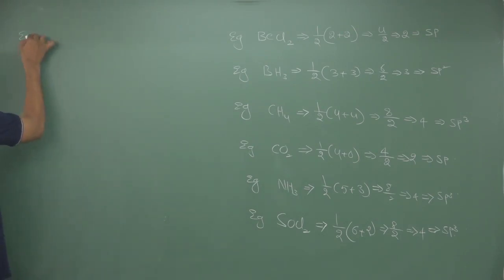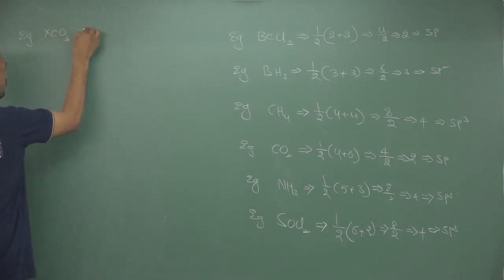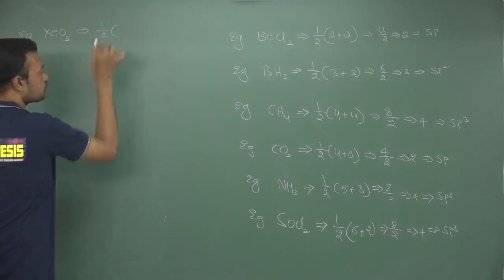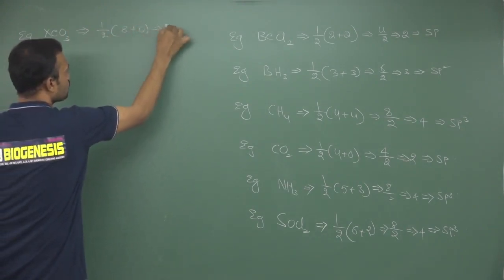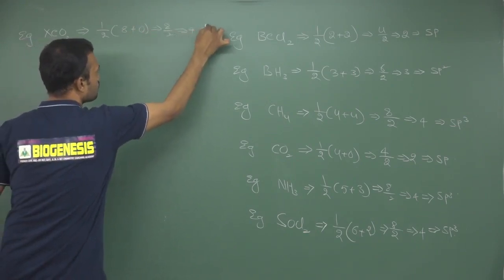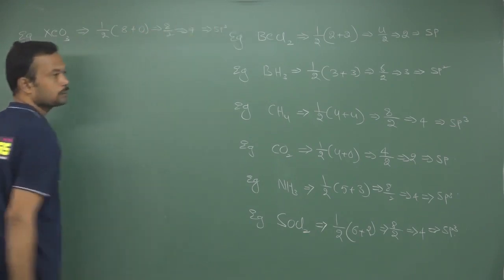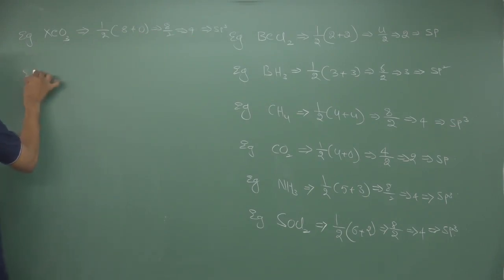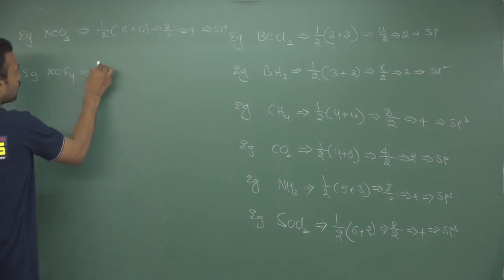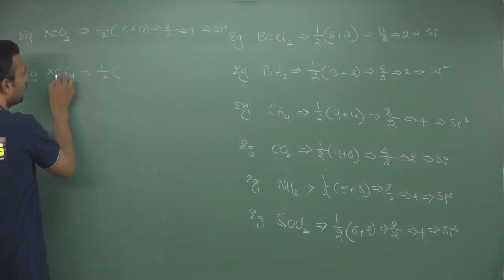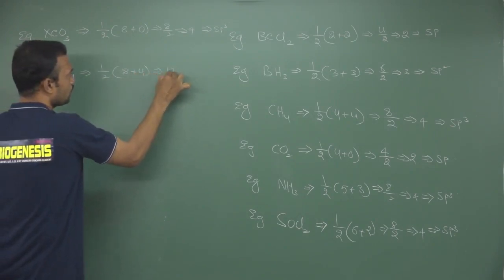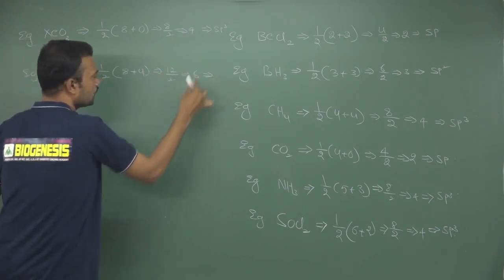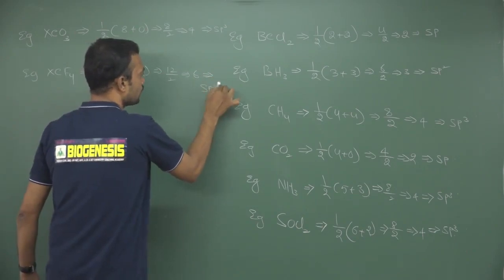Okay, one more example I will give. Xenon trioxide. We know xenon belongs to the 8th group. There is no monovalent atom in this. So 8 by 2, finally you will get 4. So when the value is 4, that is sp3. Okay. Now xenon tetrafluoride, that is 1 by 2. Here it is an 8th group element and 4 monovalent atoms are there. So finally 12 by 2, you will get 6. Now the hybridization is sp3d2.